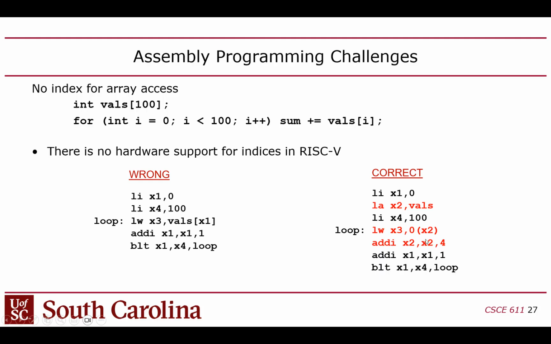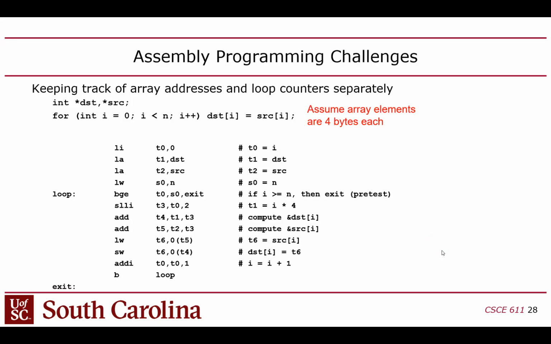And that's only because I'm walking through it sequentially. And then I have a separate counter here, x1, that keeps track of i. So in the C code, i is being used as the index and as the loop counter, whereas in the assembly code, I have to have 2 different ways to implement those. I have x1 as the loop counter, and I'm using x2 to keep track of where I am in the vals array. So that's kind of annoying.